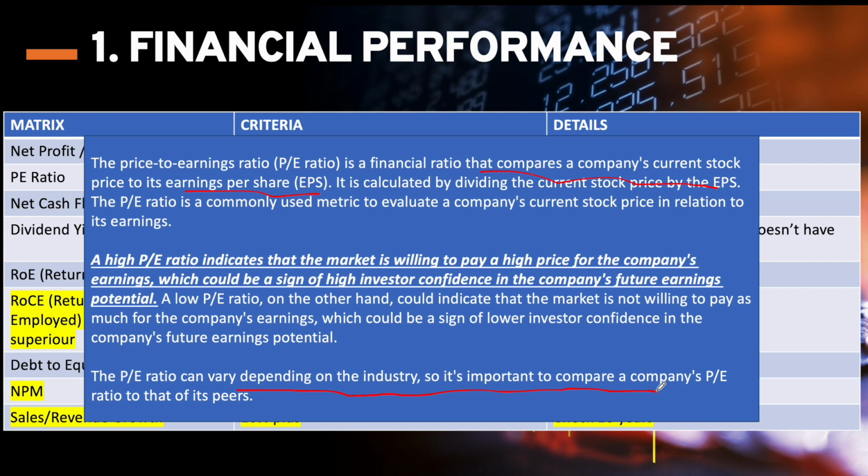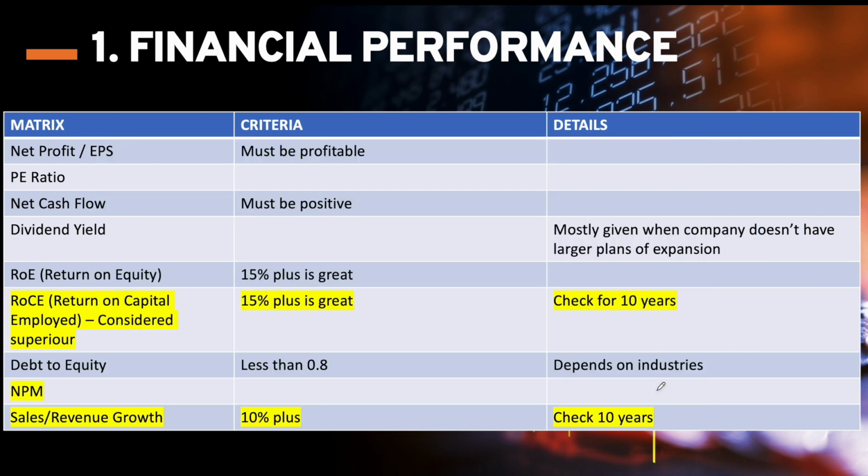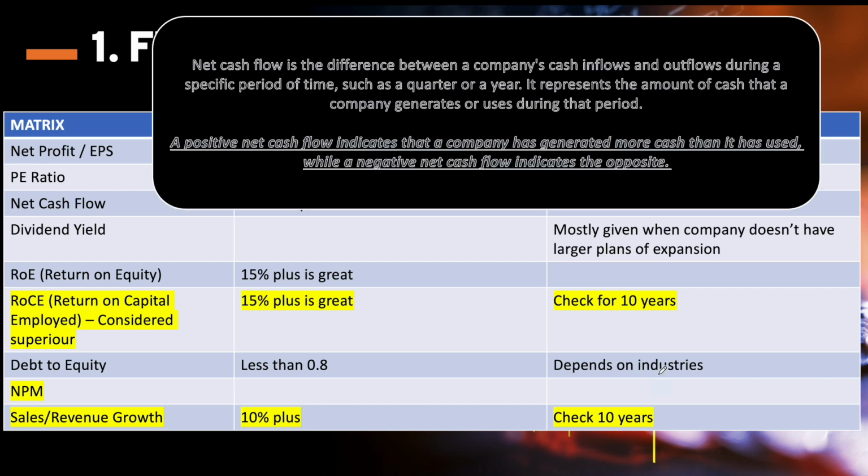Let's go to the next metric, net cash flow. How much cash is coming to the company? We know that it is the difference of inflow versus outflow over a period of time. So it should be positive. That's what is meant by cash flow.